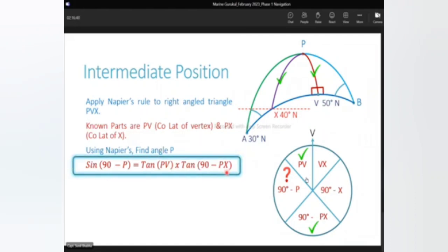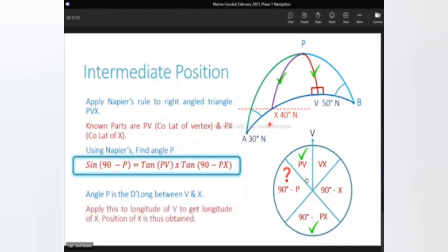Once angle P is found out, if you look carefully, angle P is the d long, difference of longitude between Victor and X-ray. The longitude of Victor or the vertex is known to us. So when we apply this angle P, d long, to the longitude of vertex, we obtain the longitude of position X. Latitude was already given to us, longitude has been obtained, so position X is found out.